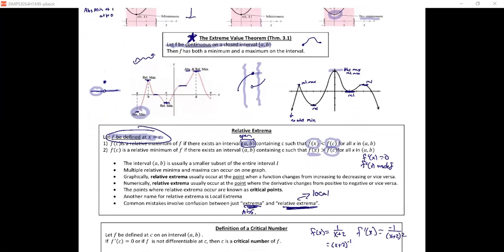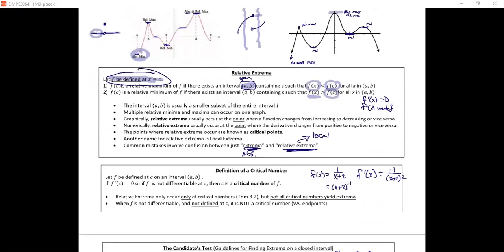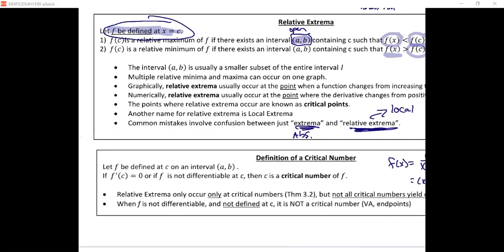Now, we said that relative extrema occur where our slope is zero or undefined. Because that occurs over and over again, we have a special name for that: a critical number. So if f prime is zero or f is not differentiable at that value, then we have what's called a critical number. But it's extremely important that f is defined there.